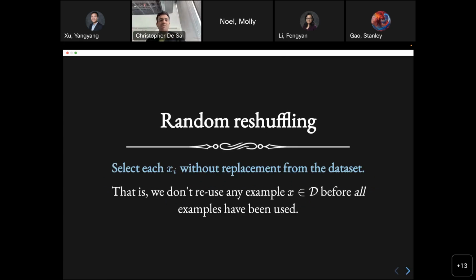And it's basically called random reshuffling because this is equivalent to choosing a new shuffled order for your data set at every epoch. So every time you pass through the data set, you choose a new order for the data set to be passed in, but you don't use any example twice until you've used every example once.